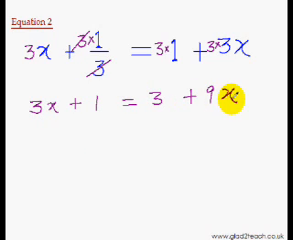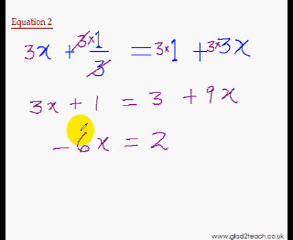So this plus 9x comes to this side and it becomes minus 9x. So 3x minus 9x will be minus 6x. Similarly, this plus 1 comes here and it will become minus 1. So 3 minus 1 will be 2. And now we can take this coefficient, this minus 6, to the other side.